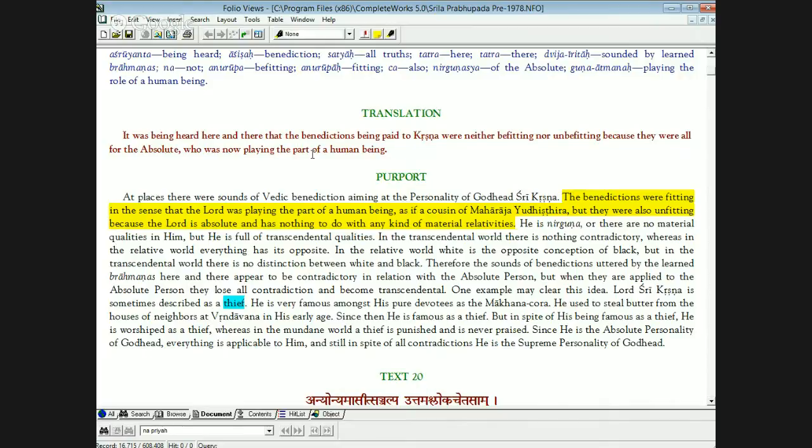Lord Shri Krishna is sometimes described as a thief. He is very famous among his pure devotees as Makhan Chor. He used to steal butter from the houses of the neighbors at Vrindavan in his early age.